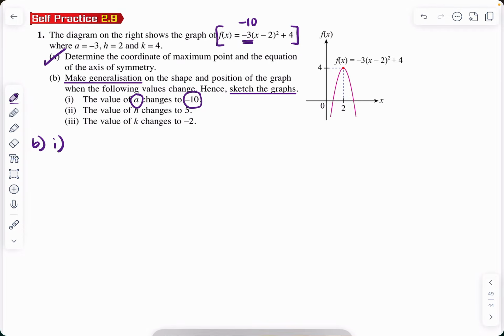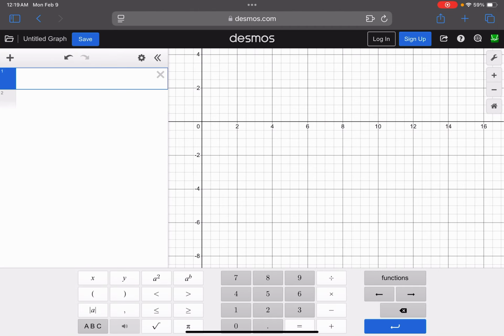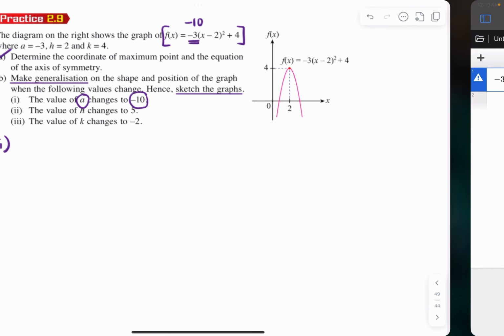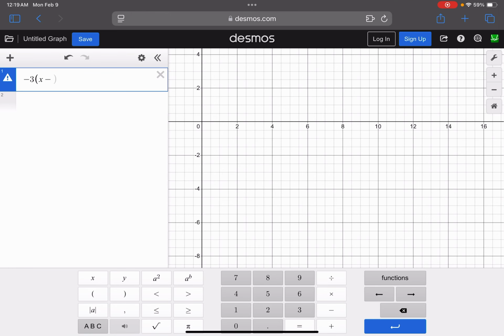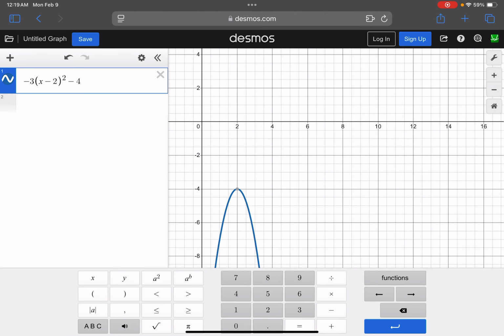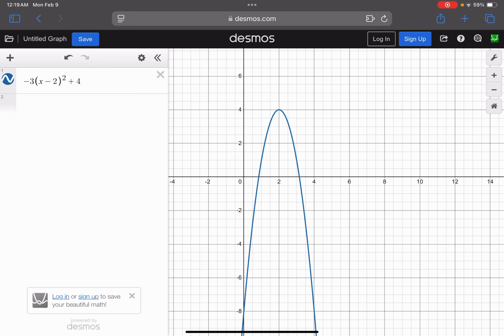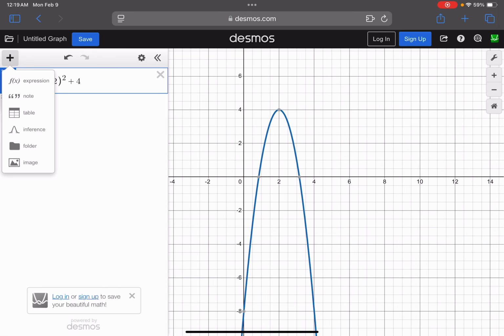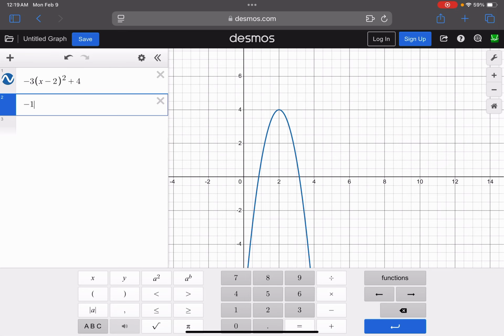Let's study this on a graphing calculator. So I first draw this -3(x - 2)² minus 4. Minus 4, right? Oh, sorry, plus 4. Plus 4. Okay. This is our graph. Let's confirm it. Max coordinate is 2, 4. Perfect. Okay. Now let's see what happens when a becomes -10.